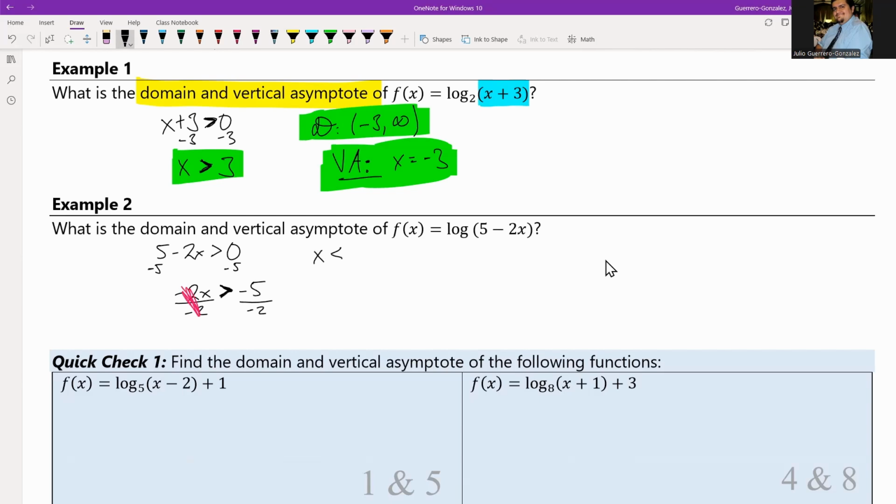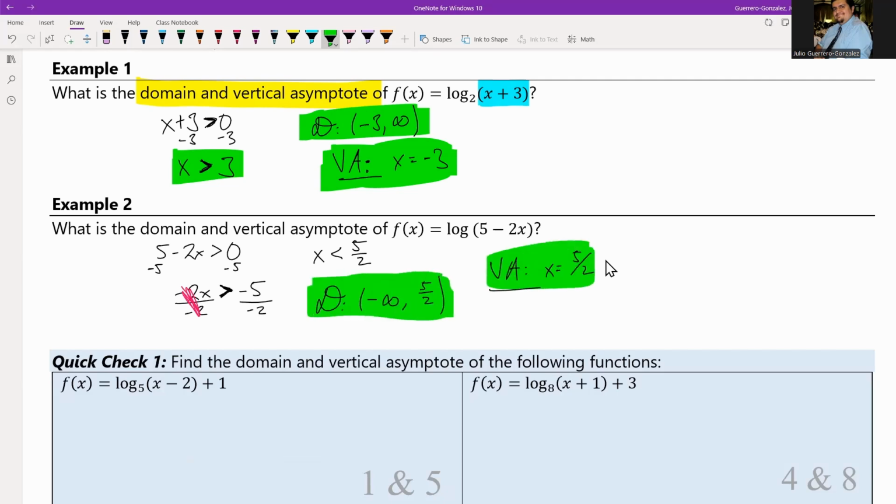x is less than 5/2. This gets us our domain: -infinity to 5/2. And our vertical asymptote is also going to be x equals 5/2. We are done.